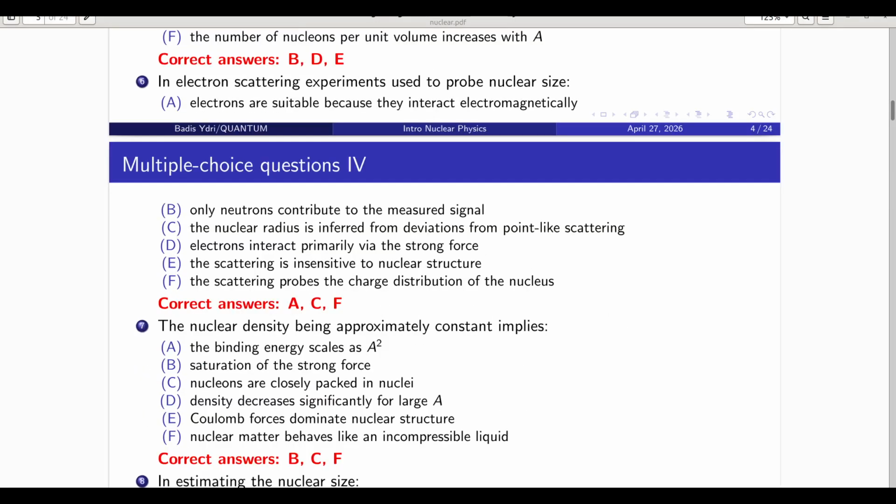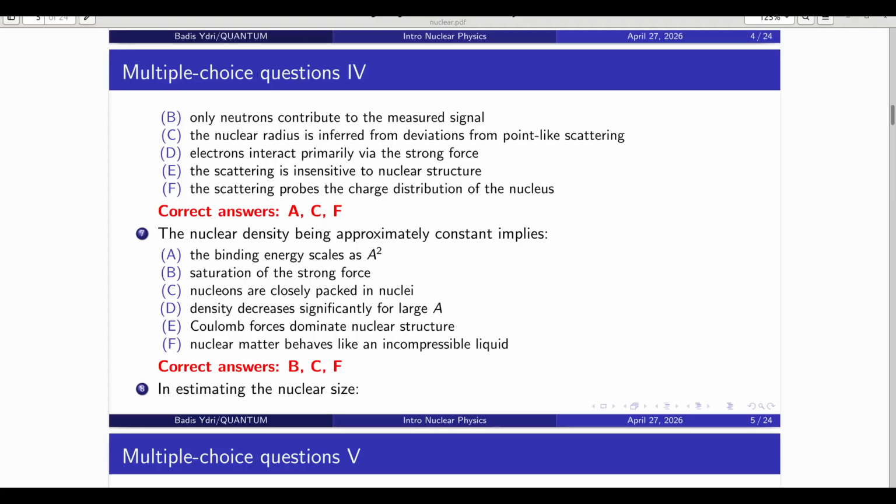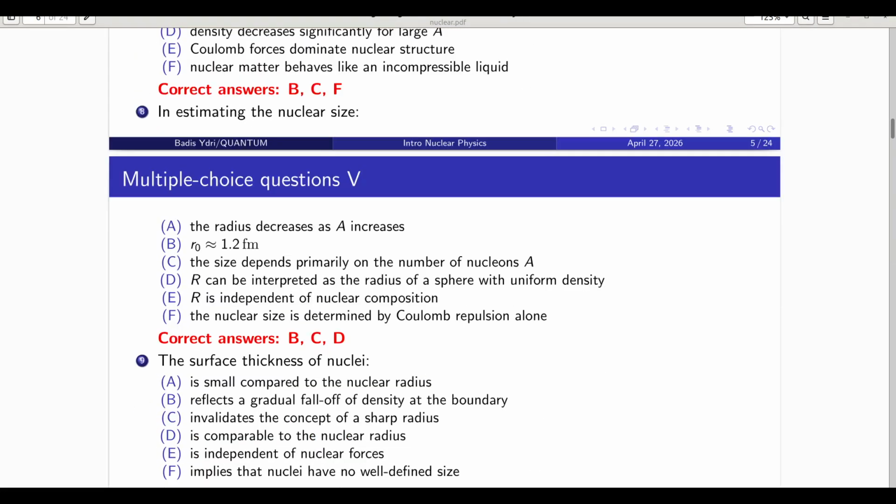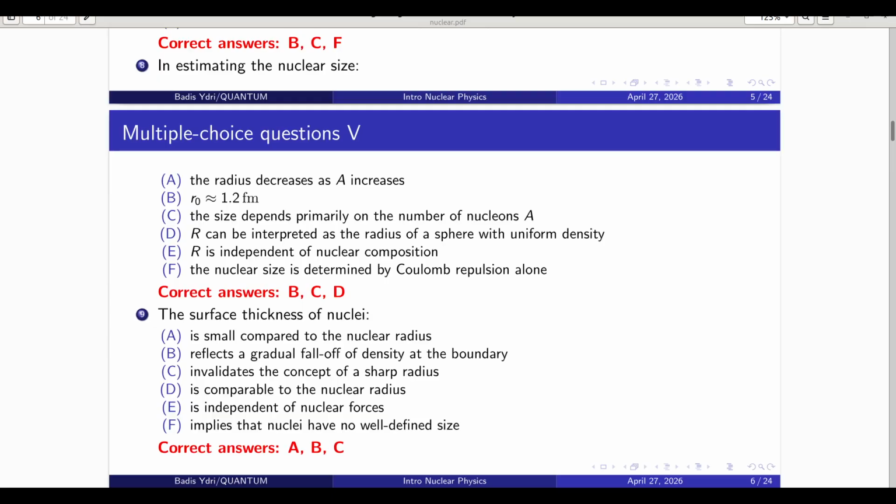Electron scattering is used to measure nuclear size because electrons interact electromagnetically. They probe the charge distribution of the nucleus. The standard value is R0, approximately 1.2 femtometers. Although nuclei have a surface thickness, the density falls off gradually only near the boundary. So, the sharp radius is an approximation, but a very useful one.